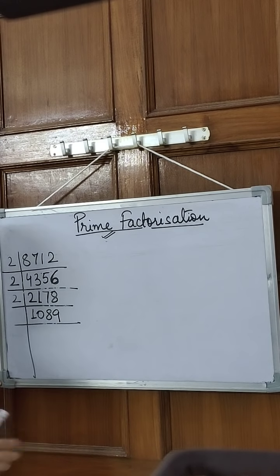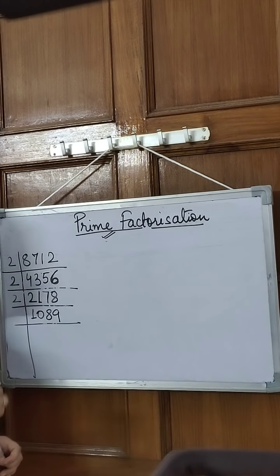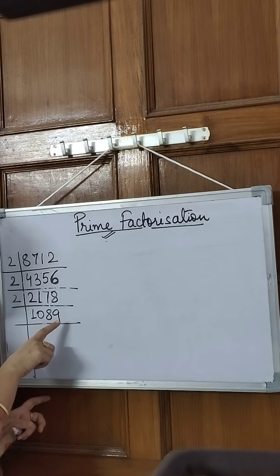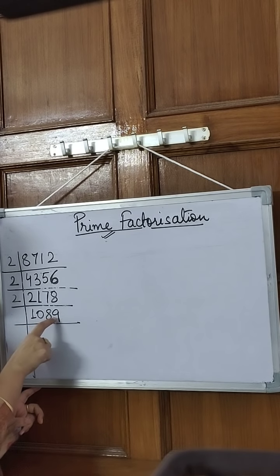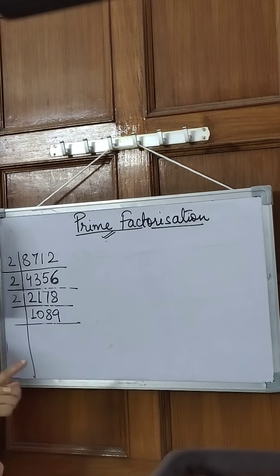So you have to now apply the divisibility rules to make it easier. If I add all these numbers, 1 plus 8 is 9, and 9 plus 9 is 18. So the sum of the digits is coming 18. This means my number is divisible by 3.